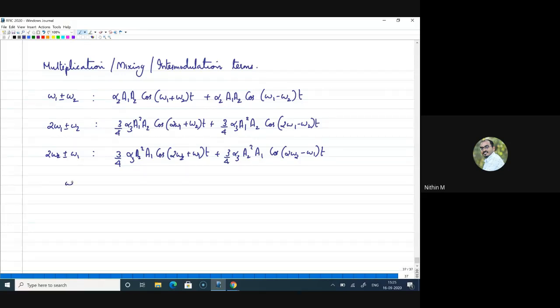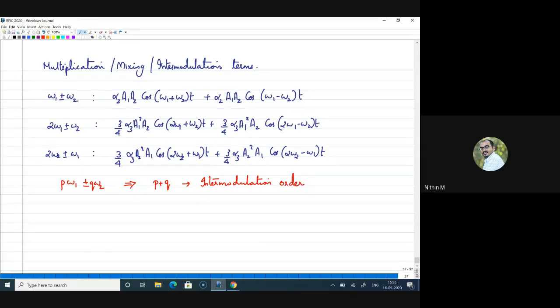So in general, we are looking at this term omega 1 plus or minus omega 2, right? Now I'll say that in general I can write it as p omega 1 plus or minus q omega 2, where we call this p plus q the order of this intermodulation. We call this the intermodulation order. Similar to what we call second harmonic, third harmonic, we'll also call intermodulation products second intermodulation, third intermodulation, like that. So this is the order of intermodulation.